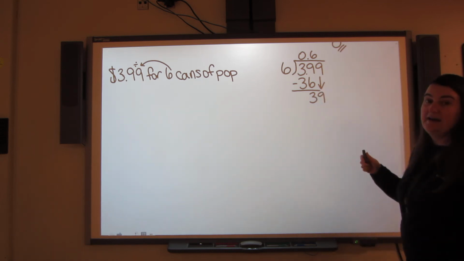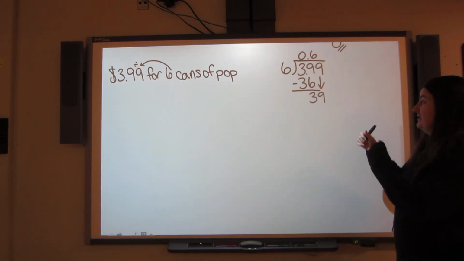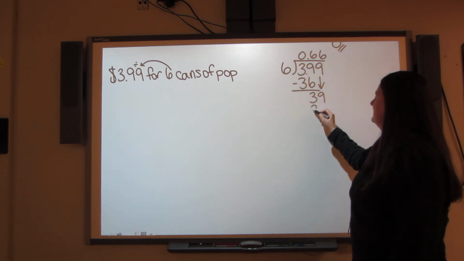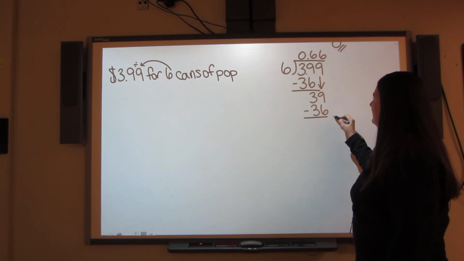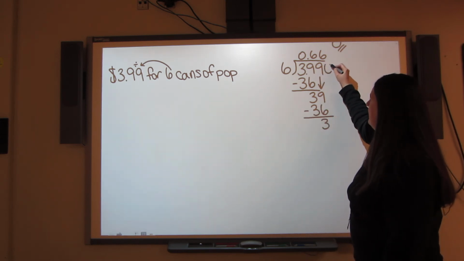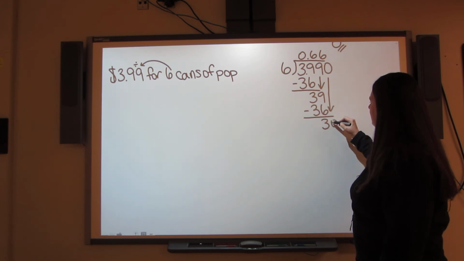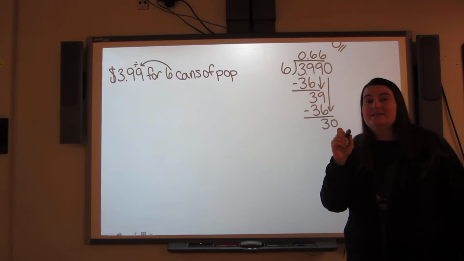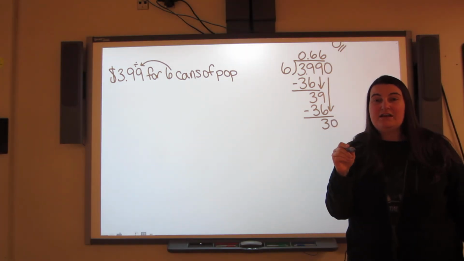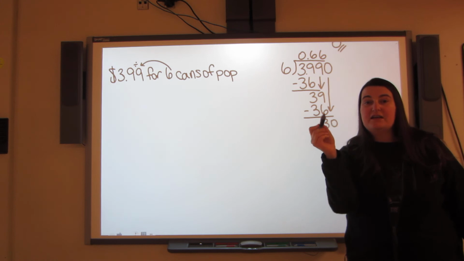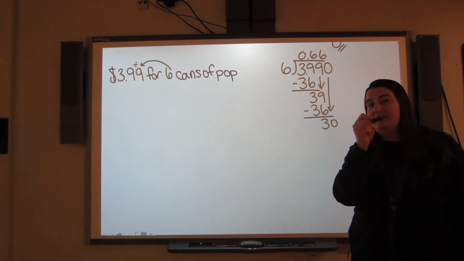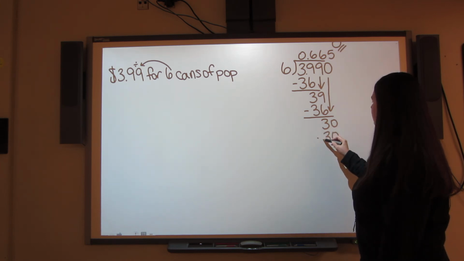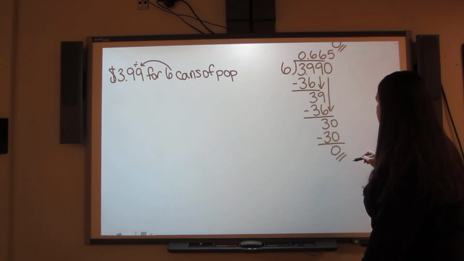You drop your 9. Now you're going to do 6 into 39 again. Well, you just did that. So you know that the answer is 6, which is going to be 36 again. 3 left over. Drop a 0. 6 into 30. Look down your sixes, it goes evenly. 6 can go into 30 5 times. So you can find the 30, and then you look over to the side and it'll have a 5. And there's my 0, and I'm done.